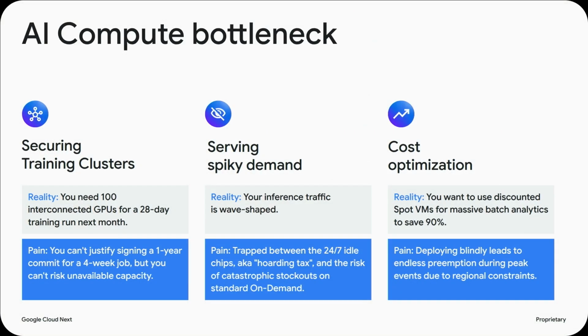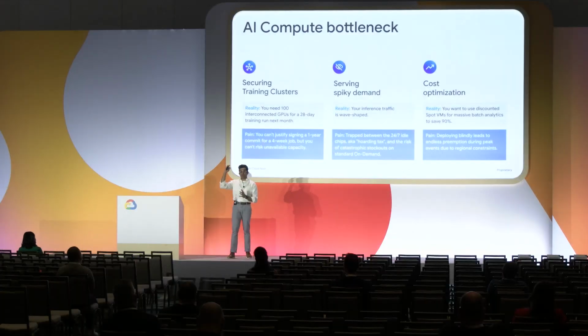The second challenge is around inference. This one keeps a lot of infrastructure teams awake. The inference traffic is wave-shaped. So you really have a tough choice. Do you rely on best effort on demand, or do you reserve 24/7 capacity for your absolute peaks? I call this the hoarding tax.